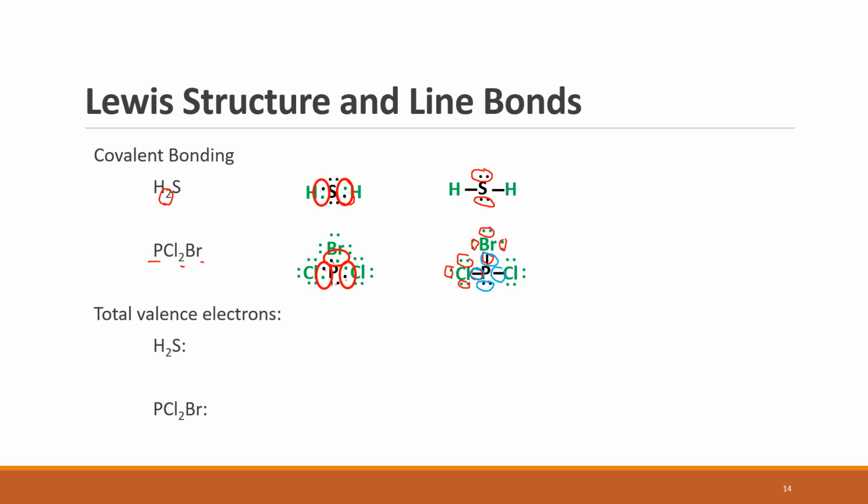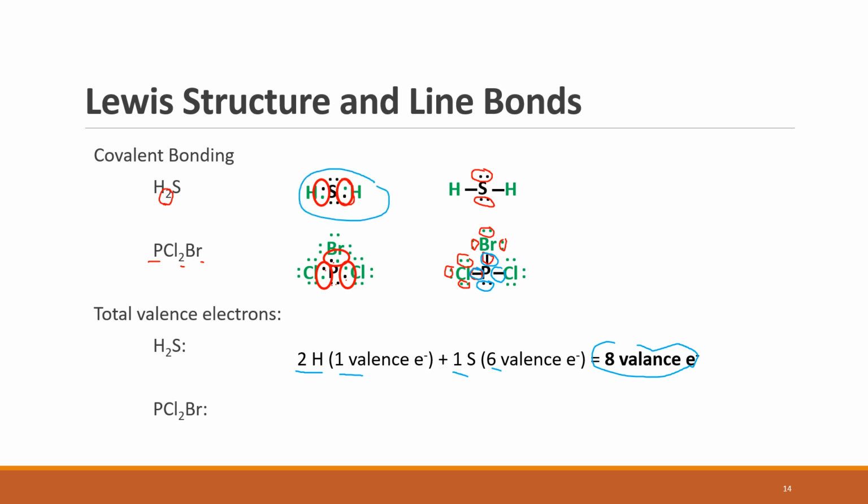Now to calculate the total valence electrons, we first write how many atoms of hydrogen are present, and we multiply that by the valence electrons that hydrogen contributes to the cause, which is 1. We then add that to the number of sulfur atoms and how many valence electrons sulfur contributes. That gives us a total of 8 valence electrons. And if you look at our picture, we indeed only used a total of 8 valence electrons.